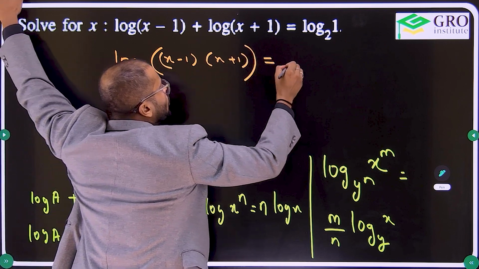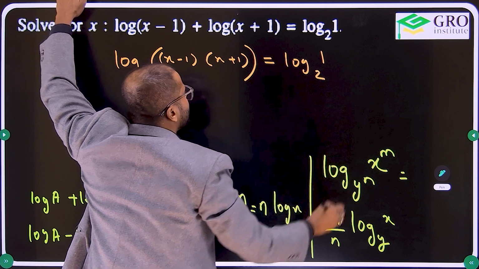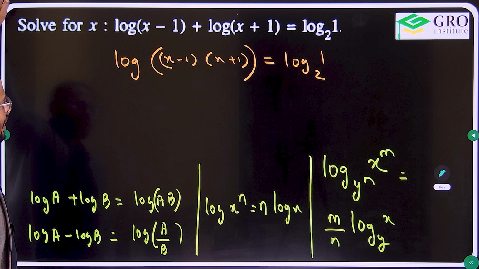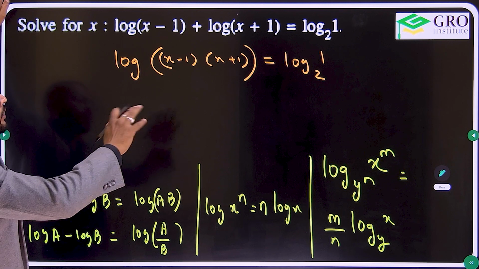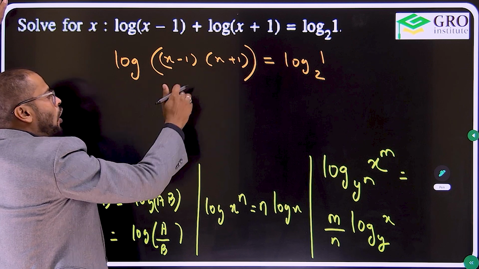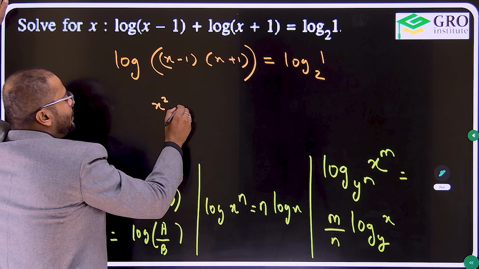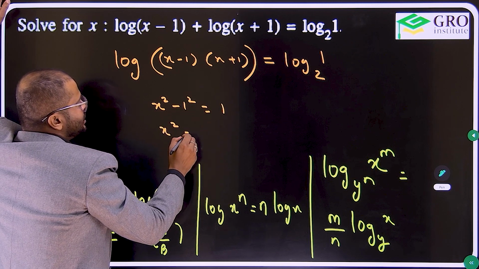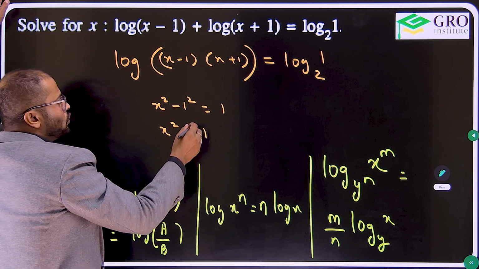Log ab is equal to log 1 having base 2, right? Log 1 having base 2. Now you may equate both of them and you may cut the log system. It is going to be x square minus 1 square is equal to 1, and it is going to be x square is equal to 1, right? You may write like this.